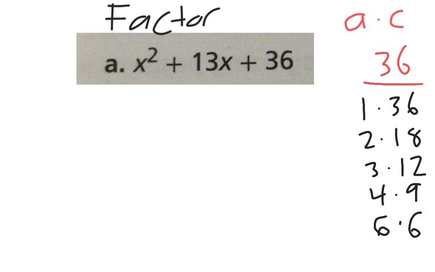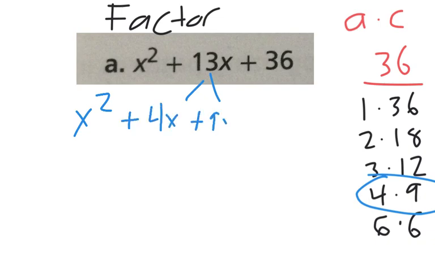Everybody in? So we're going to rewrite our b term as 4x plus 9x. And then bring down the plus 36.